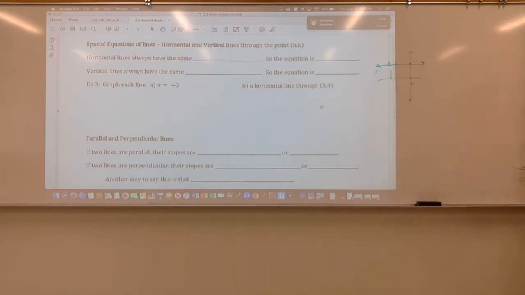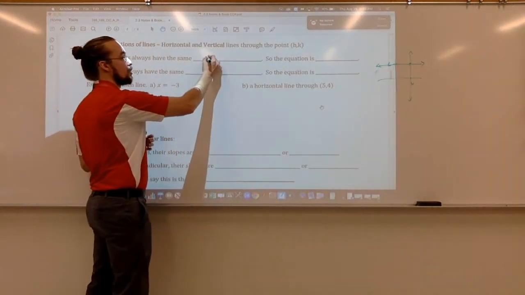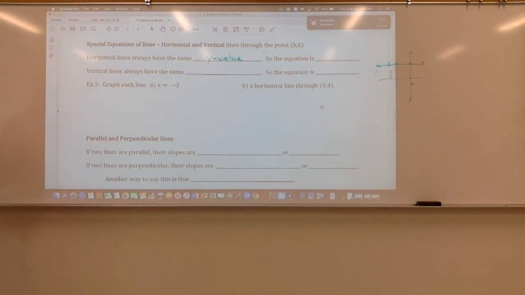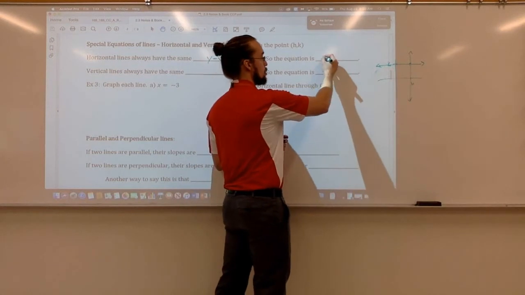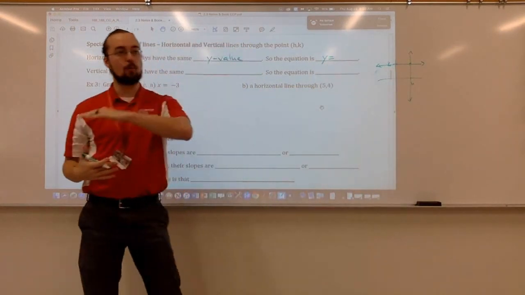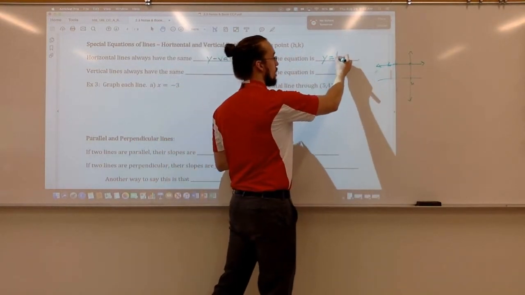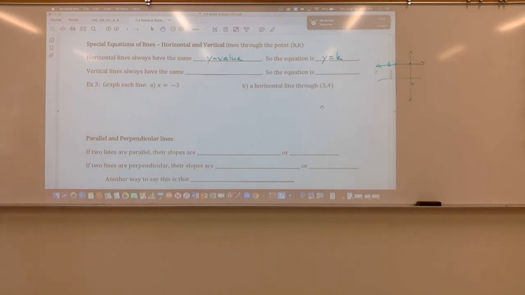Horizontal lines always have the exact setup. At every single point, horizontal lines have the same y value. Therefore, the equation is y equals whatever that y value is. Okay, so here, if we're using this generic point HK, the equation would be y equals k, whatever that y value is, all the way across.